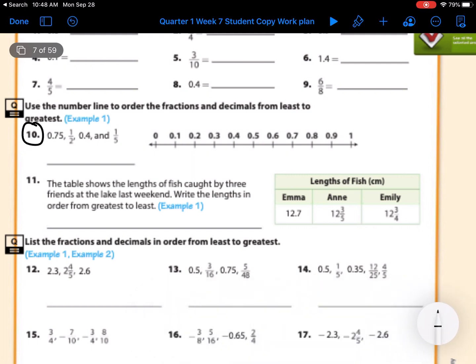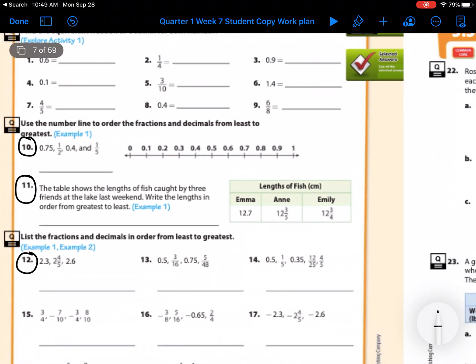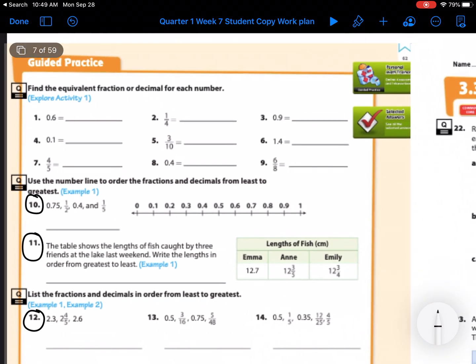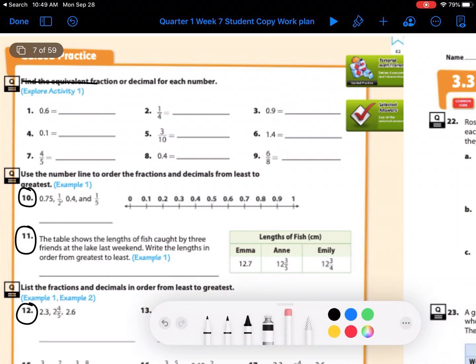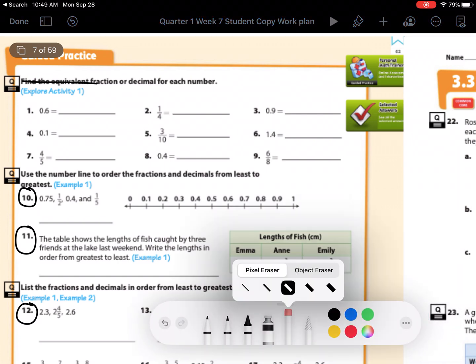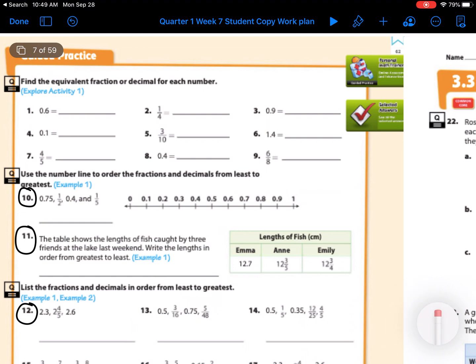So we're going to do a few examples, and I'm going to help you through this assignment because last week we really did struggle with rational numbers, and last Friday's assignment was 1 through 9 up here, so we're also going to go over that. We'll go over that first because that'll probably help us. So find the equivalent fraction or decimal of each number.